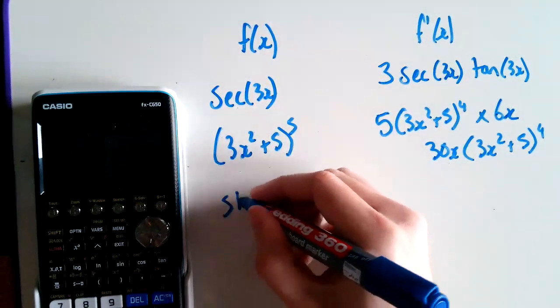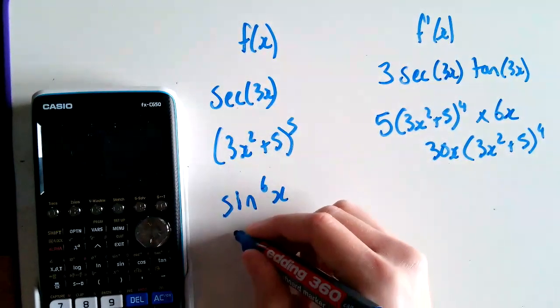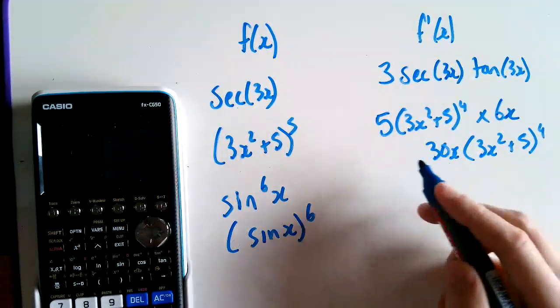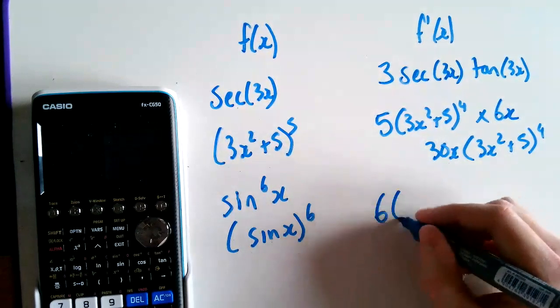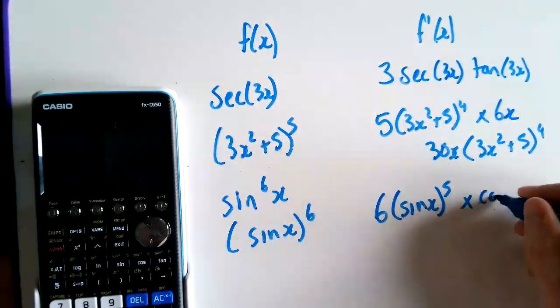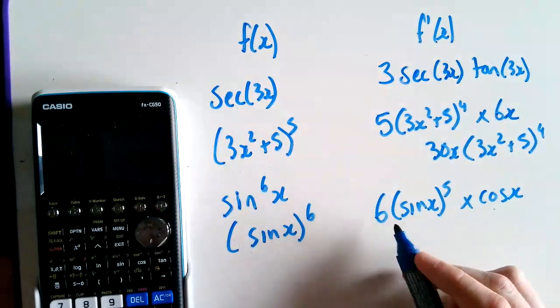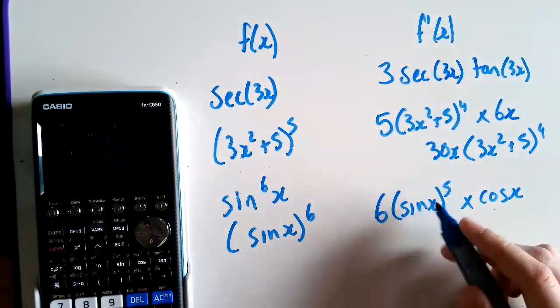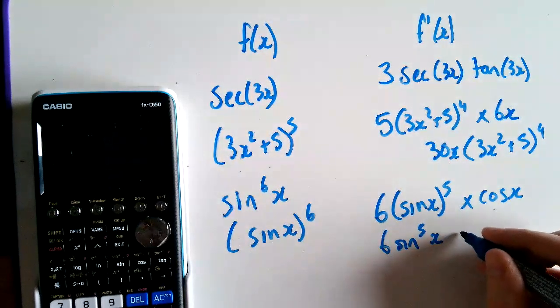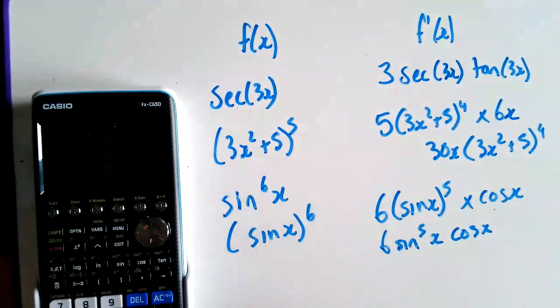And last one, sine 6x, which means sine x to the power 6. So using that same rule, power to the front, take away 1 from the power, and times by the derivative of the bracket, which is cos x, and then just rewrite it how we normally write it. So we normally write powers without the bracket. So 6 sine 5x cos x.